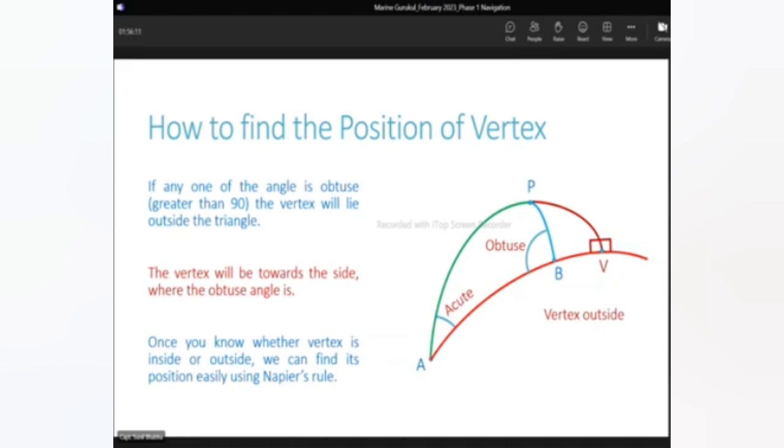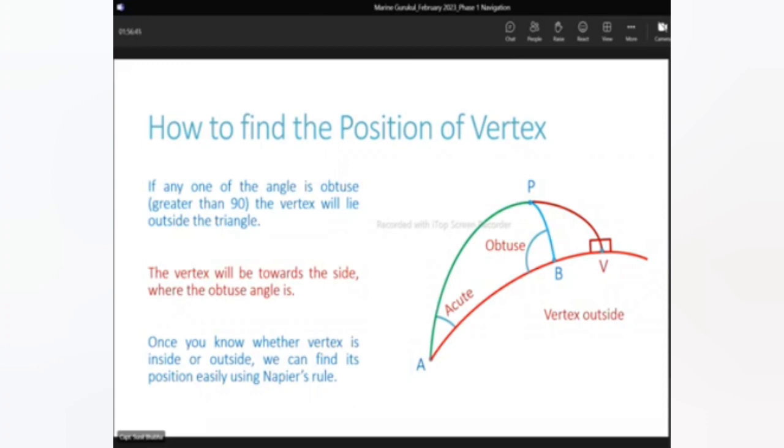Okay, sir. Thank you. Okay, so moving ahead now. Is it okay if we move ahead, or if you want to take a break, 5-10 minutes? Or if we find the vertex and do Napier's rule, that in continuation, then we can take a break. Yes, sir, we can continue. Okay, great.